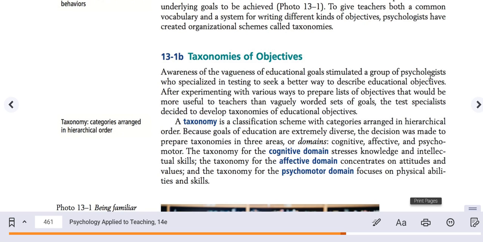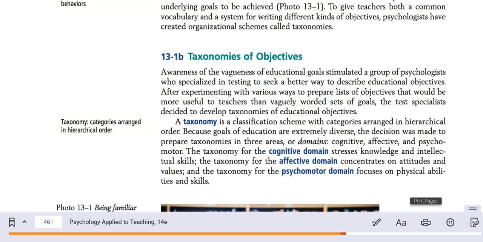Awareness of the vagueness of educational goals stimulated a group of psychologists who specialized in testing to seek a better way to describe educational objectives. After experimenting with various ways to prepare lists of objectives that would be more useful to teachers than vaguely worded sets of goals, the test specialists decided to develop taxonomies of educational objectives. A taxonomy is a classification scheme with categories arranged in hierarchical order.